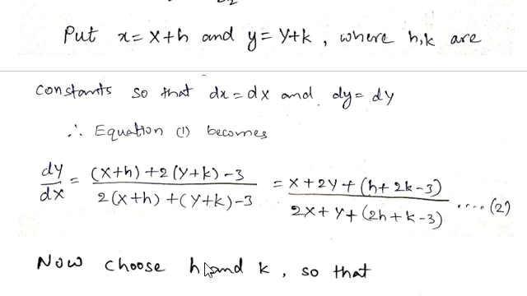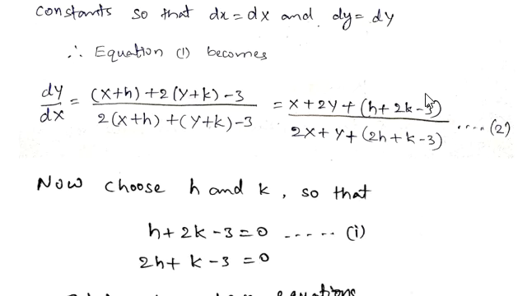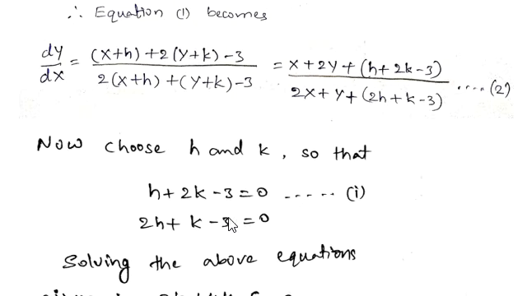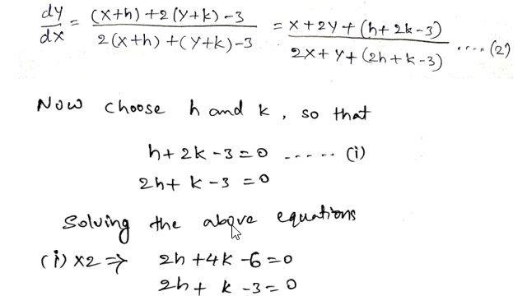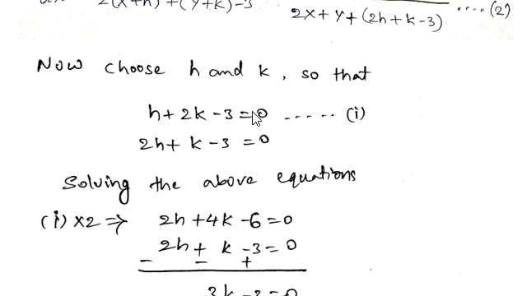Now we have to choose h and k such that these two terms will be 0. So let us write these two terms: h + 2k - 3 = 0 and 2h + k - 3 = 0. Let us take these as equations, and we have to solve them to get the h and k values. I am multiplying the first equation by 2 on both sides, so we get 2h + 4k - 6 = 0, and the second equation as it is.